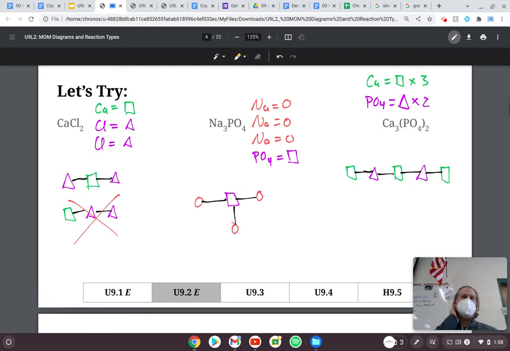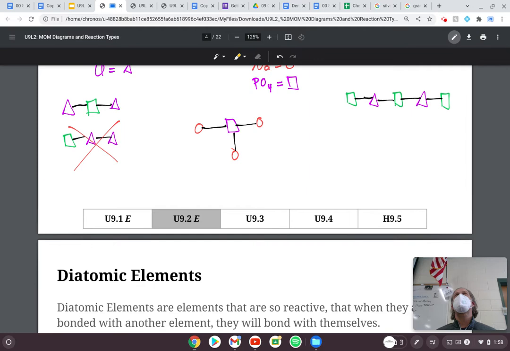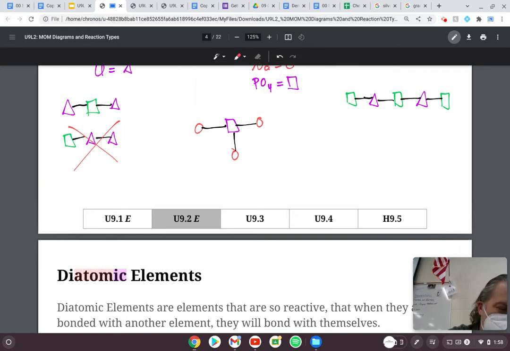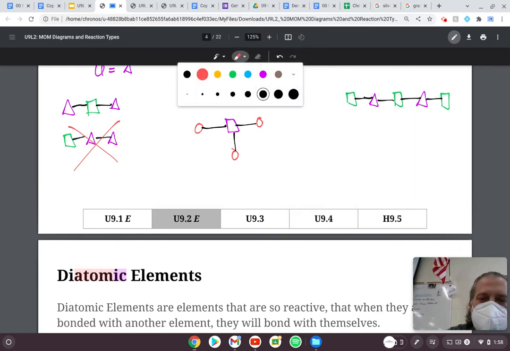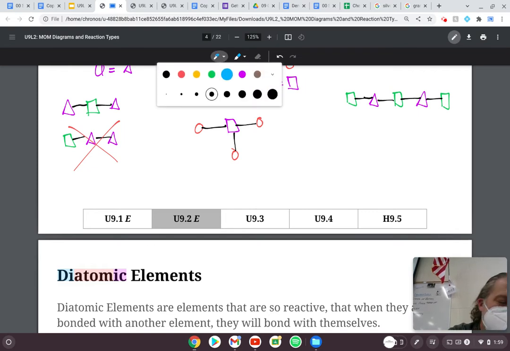Okay, if you didn't quite get that, make sure that you have that, and then we will move forward. So diatomic elements, oh man, I like thinking about how words are made. At some point, if you take a medical terminology class, you're going to learn a whole bunch of stuff. I like thinking about what does that mean, and what does this part of the word mean, and they all tell you something really specific.